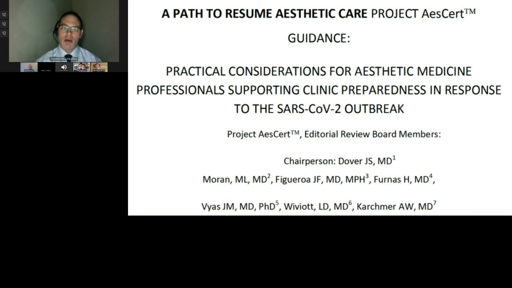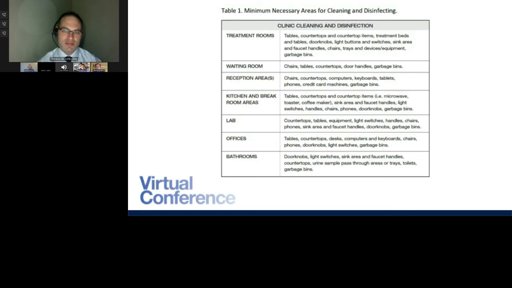So for example, in table 1, they provide just very nice clinic cleaning and disinfection guidelines, whether it's your treatment rooms, waiting rooms, reception areas, lab, offices, bathrooms. This isn't so earth-shattering here, and a lot of this is probably already done. But if you have new office staff or you have high turnover, I find having checklists very helpful in my clinic. It helps keep the office staff organized, and it's much easier to make sure things are getting done if you can have your staff review standardized guidelines like this.